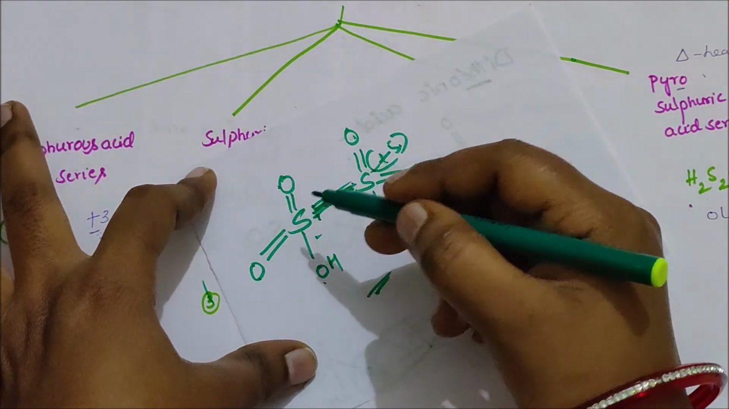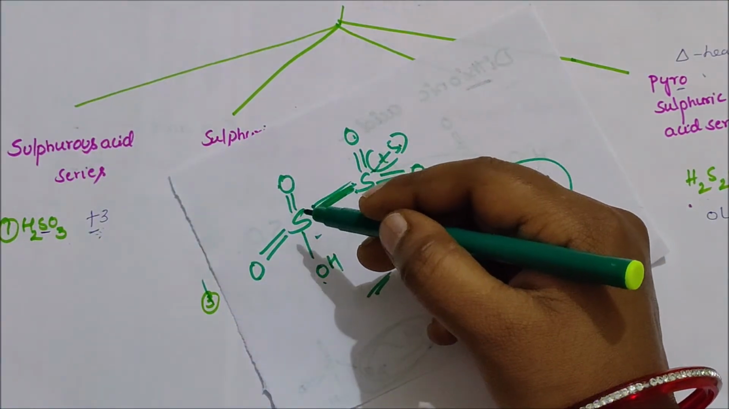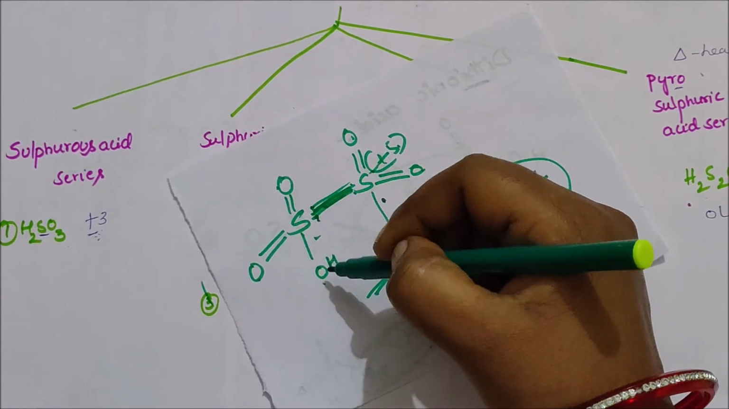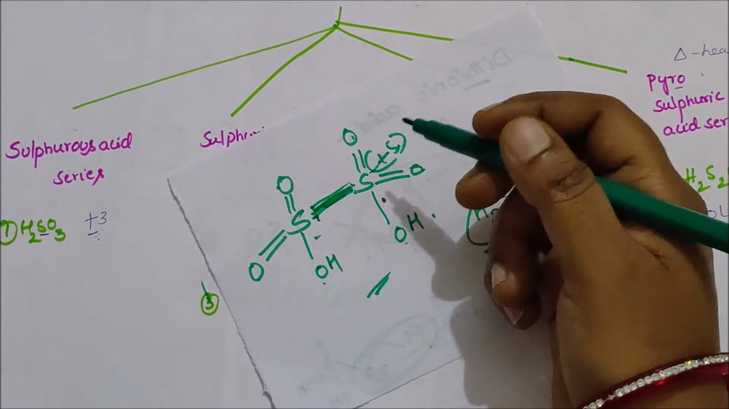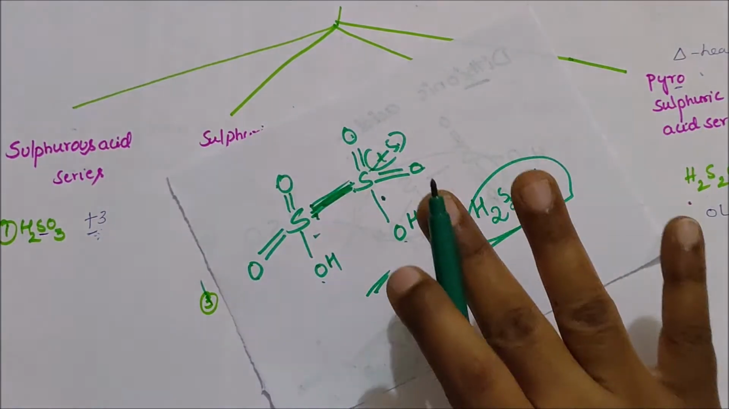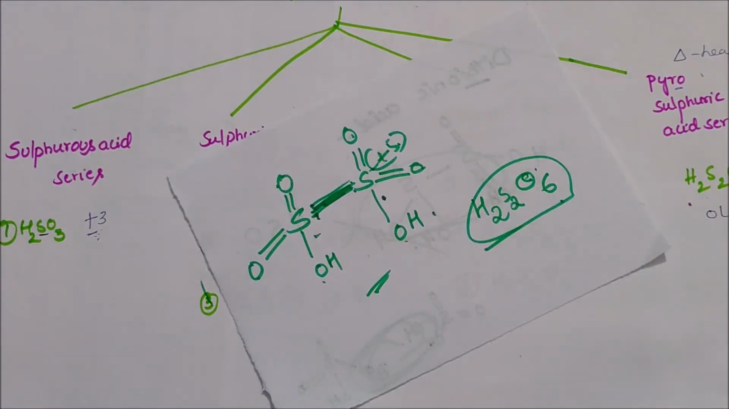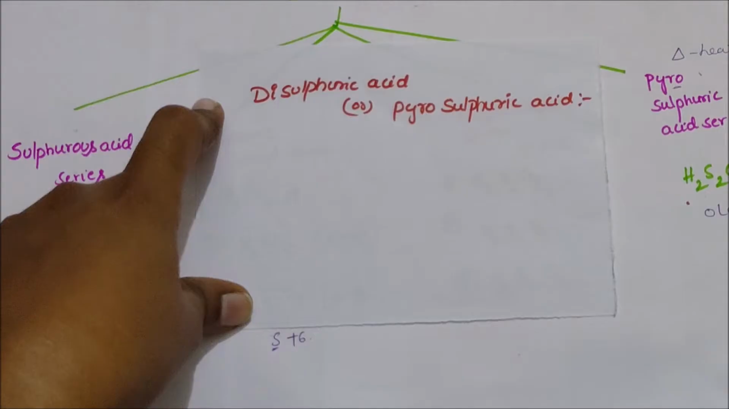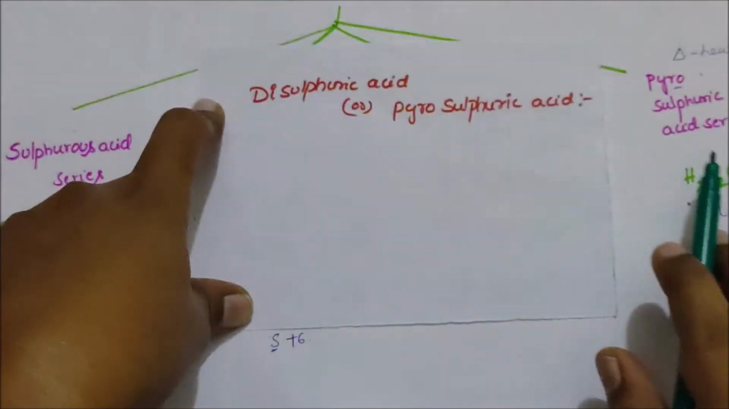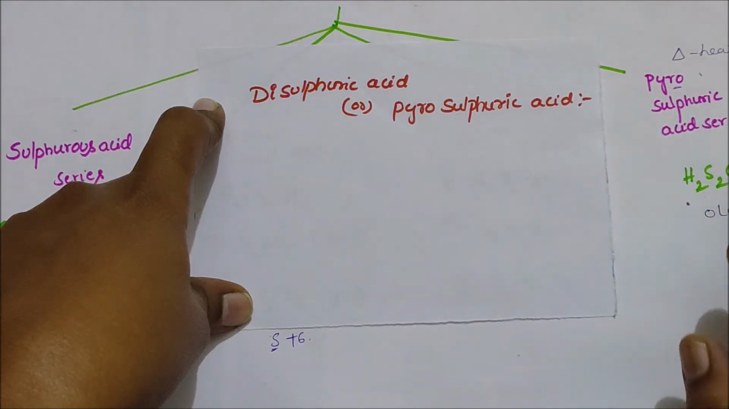Every oxo acid should have S double bond O and S-OH present. This is the dithionic acid. It is a free acid that is moderately stable, but its salts are quite stable. And the next one is pyrosulfuric acid. Pyrosulfuric acid has the formula H2S2O7.